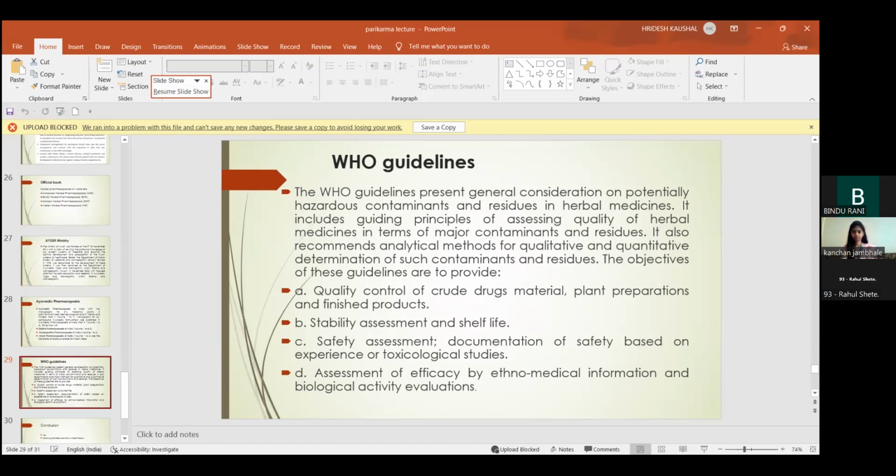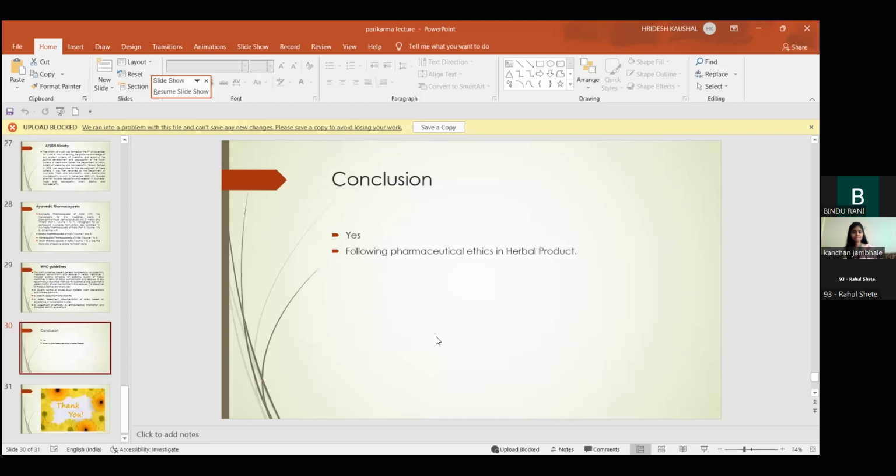So lastly, I want to conclude that yes, we are following pharmaceutical ethics in herbal products, as we are following the WHO guidelines, and as we are referring to the standard official pharmacopoeias for the preparation and evaluation of herbal medicines and all things. So we can say that we are following pharmaceutical ethics towards herbal medicines.